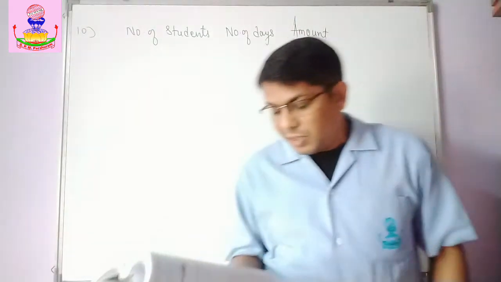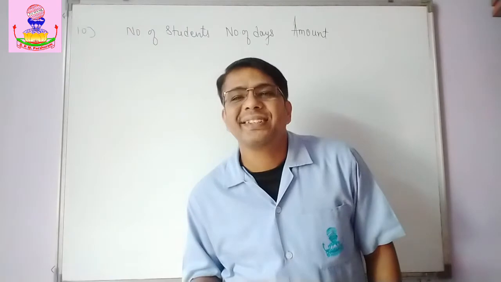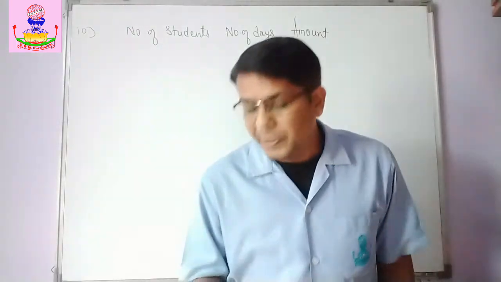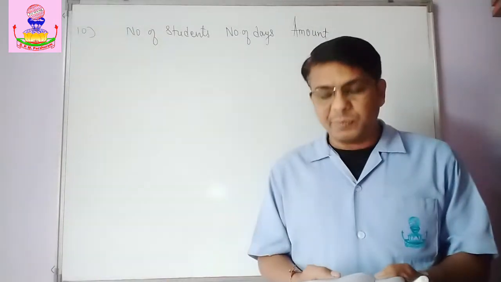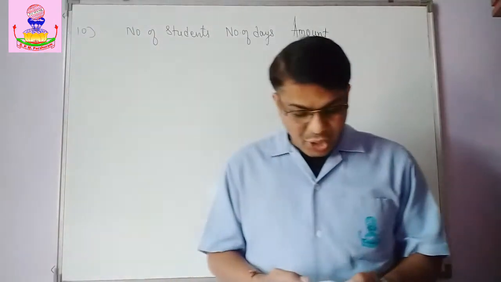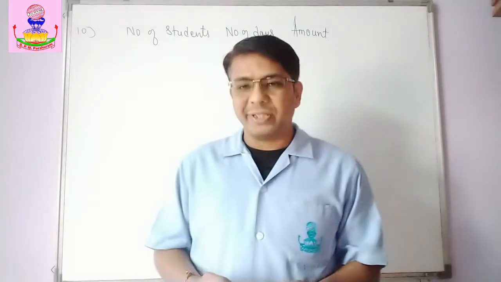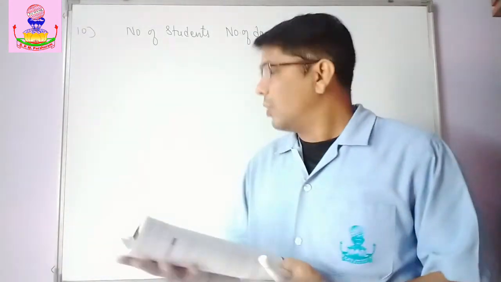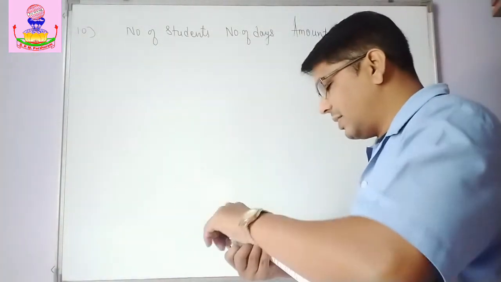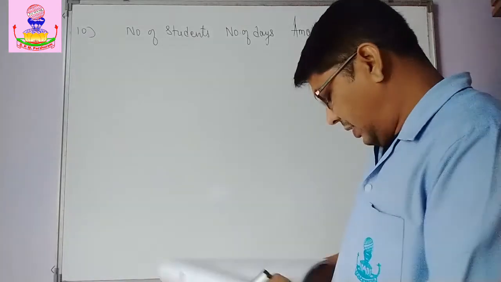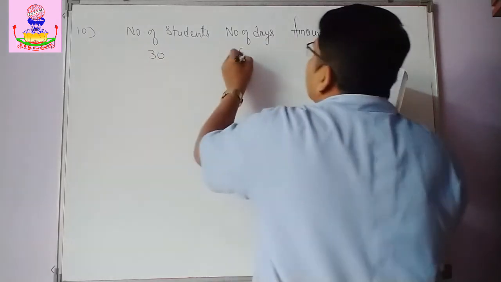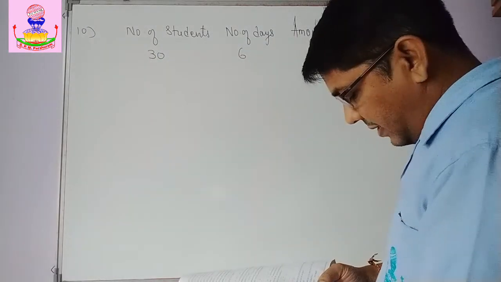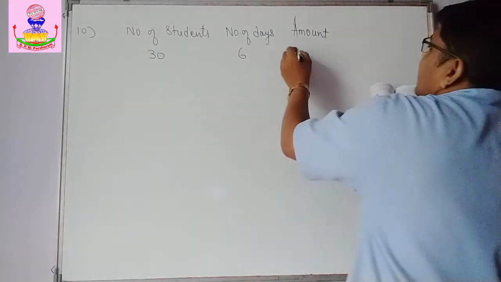Now the last example, 10th example of this particular topic, that is the expenditure for 30 students for 6 days trip is rupees 7,200. What is the expenditure for 40 students for 5-day trip? Okay, now number of students 30. Initially there are 30 students. Number of days 6. Right?